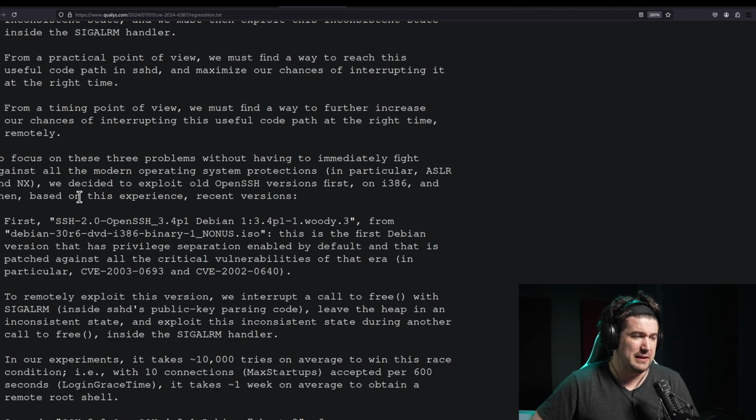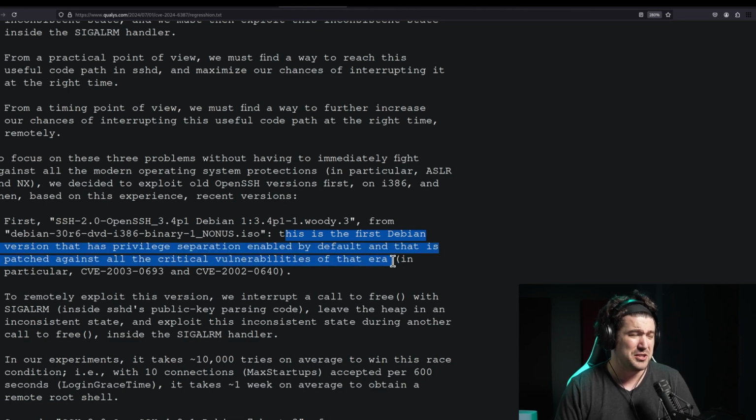So basically they're trying on older systems. I'm guessing with the 2006 version. Yeah, with the 2.0 that had the old one first. This is the first Debian version that had privilege separation enabled by default and is patched against all the critical vulnerabilities. Okay, so this is actually a really cool take, and I think for two reasons.